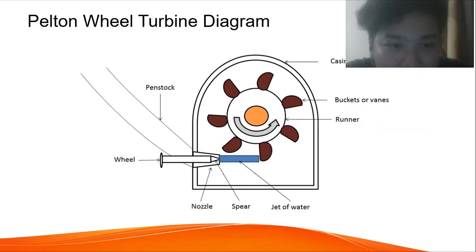Pelton wheel turbines are a type of hydro turbine, specifically an impulse turbine, commonly used in hydroelectric plants. In a Pelton turbine, the water is flowing rapidly and the turbine derives the energy from it by slowing it down, making it an impulse turbine.